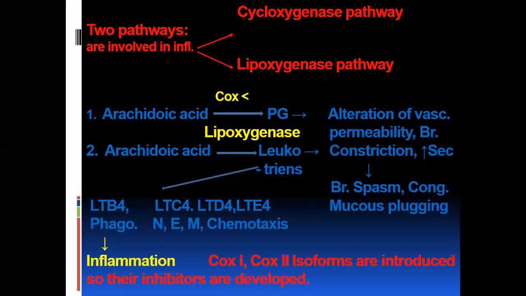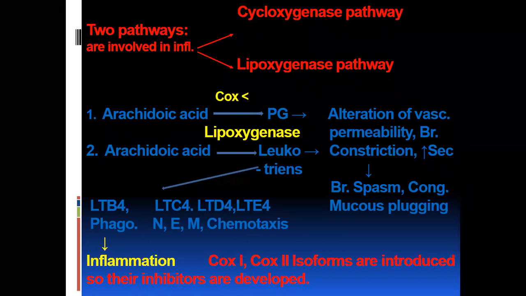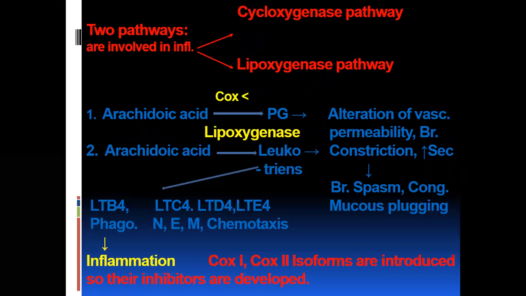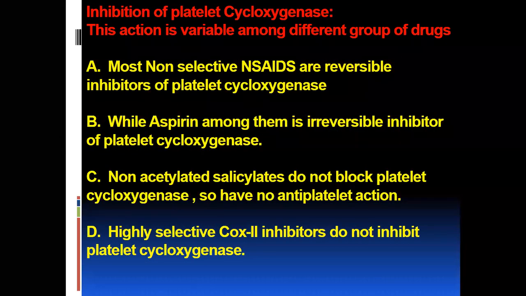Now, there are two types of enzymes, COX-1 and COX-2 isoforms. So their inhibitors are developed in the same way, that is COX-1 inhibitors and COX-2 inhibitors. These drugs have the mechanism of action of inhibition of the COX-1 enzyme, inhibition of the COX-2 enzyme, or inhibition of both enzymes. That was about the anti-inflammatory action.